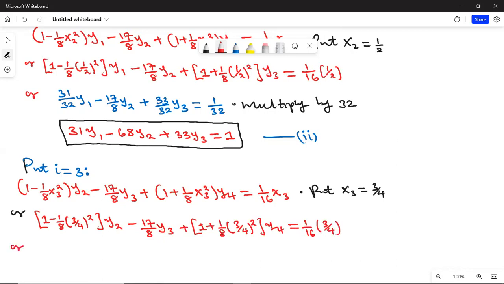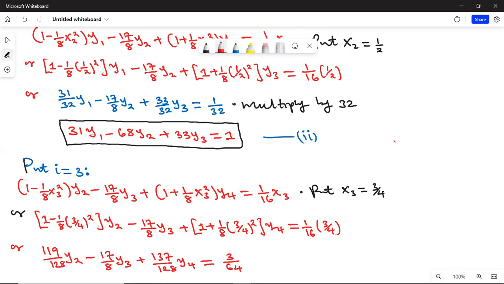If you simplify, you need to get, the first term is 119 over 128 y2 minus 17 over 8 y3. The other one is 137 over 128 y4. And this equals to, on the right hand side, you need to get 3 over 64.